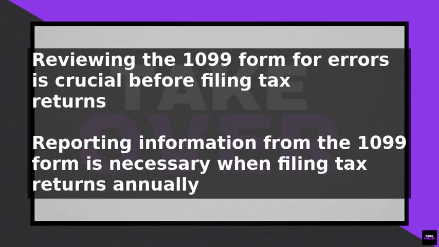Finally, keep in mind that you will need to report the information on your 1099 form when you file your tax return. You can use tax software, such as TurboTax or H&R Block, to help you complete your tax return and report your investment income. Alternatively, you can consult a tax professional to ensure you are taking advantage of all the tax deductions and credits available to you.